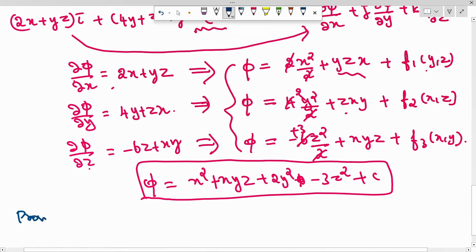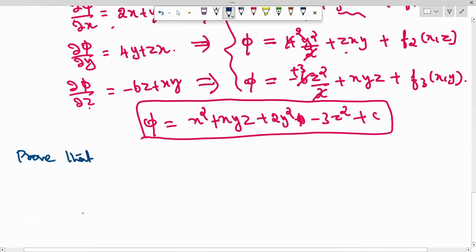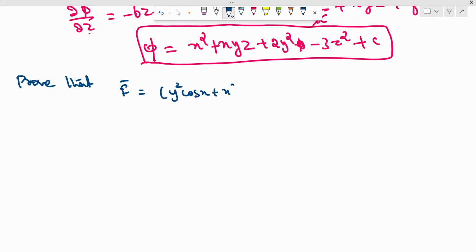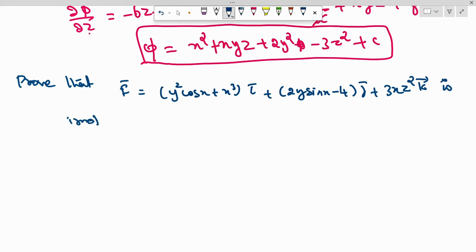Prove that f vector equal to y square cos x plus x cube into i plus 2y sin x minus 4 into j vector plus 3x z square into k vector is irrotational and find its scalar potential.